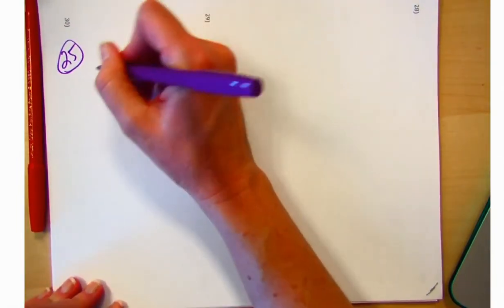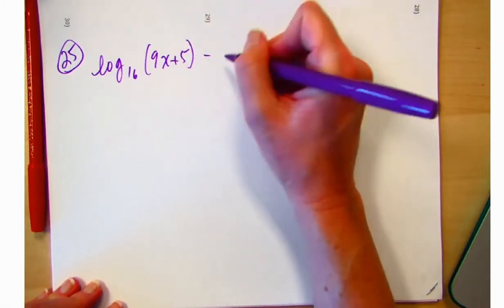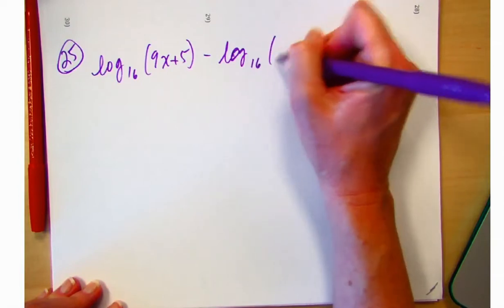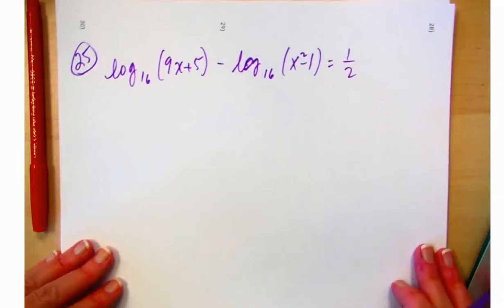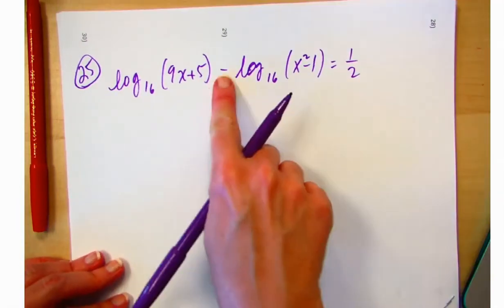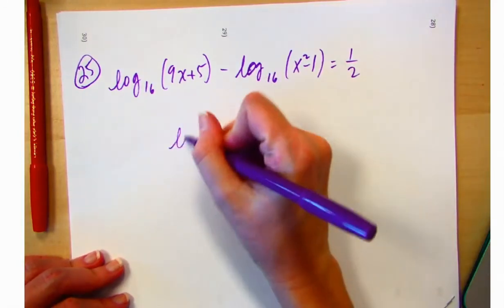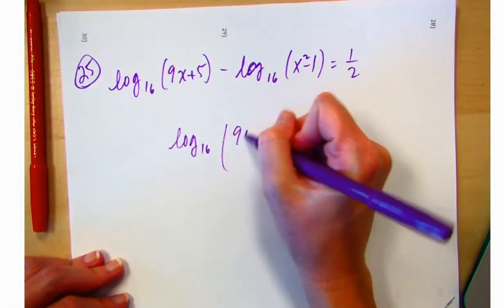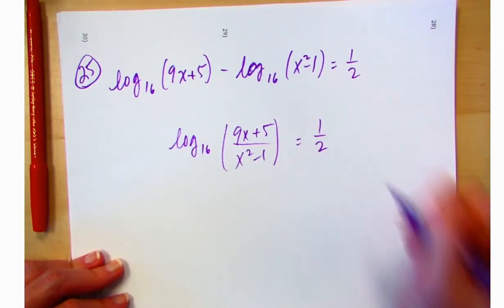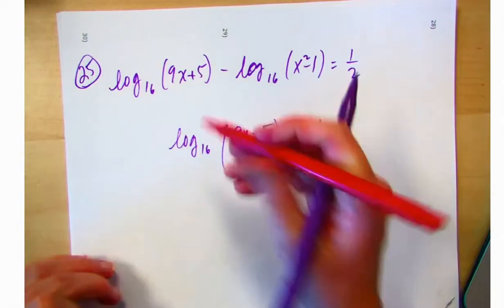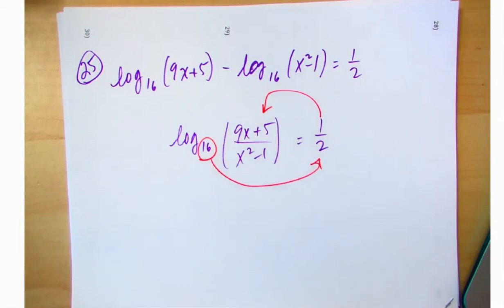So let's back up one and do 25, which is log base 16 of 9x plus 5 minus log base 16 of x squared minus 1 equals 1/2. So what do we have here? Well, we've got subtraction. The subtraction squishes together to be a quotient. So log base 16 of 9x plus 5 over x squared minus 1 equals 1/2. So now 16 to the 1/2 power equals all of that.